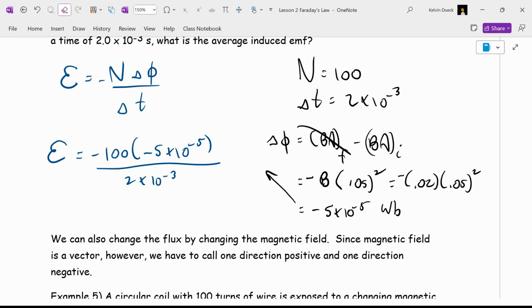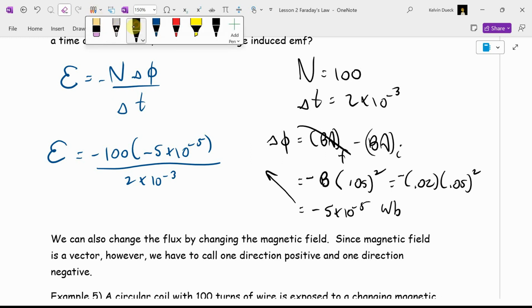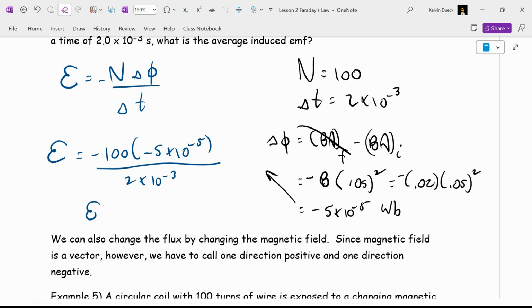What'd you get, Jacob? 2.5 volts? Anybody else? I see one nod. Yeah? So this is a little more substantial. Now we're getting closer to a battery. 2.5 volts. Most of your batteries are 1.5 volts, so that's something. Still not very efficient, though.